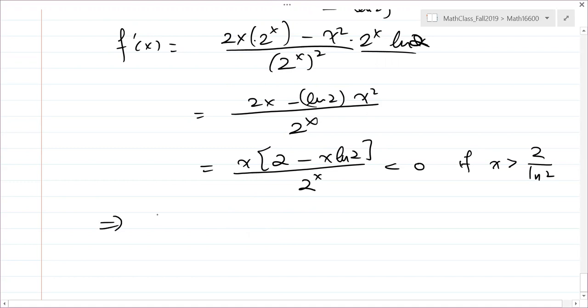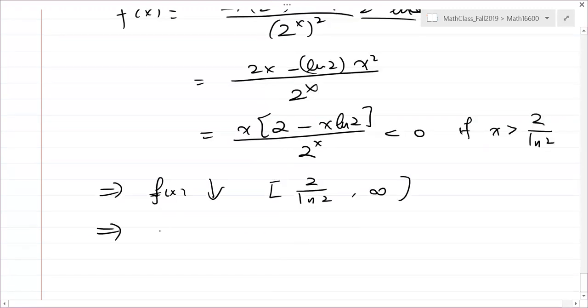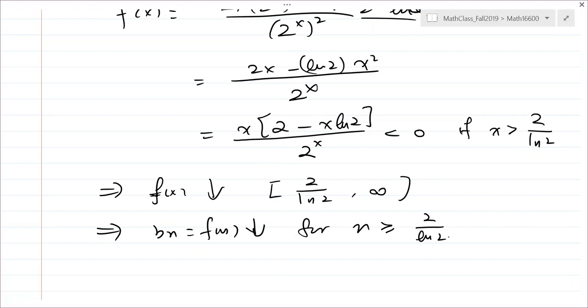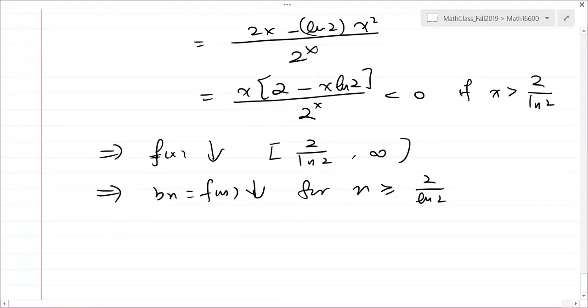This implies f(x) is decreasing on the interval from 2 over natural log 3 to infinity, right? This implies f(n) is decreasing for n greater than or equal to 2 over natural log 3. That's fine. 2 over natural log 3 is some number, maybe 2.3, maybe 2.4, whatever. So some positive number. That's enough. Decreasing to 0.